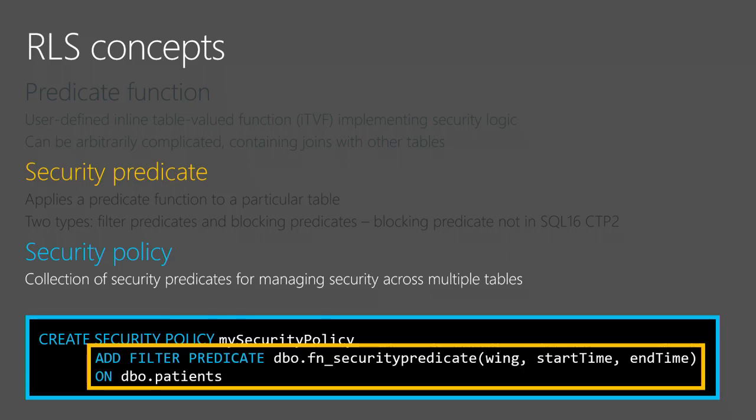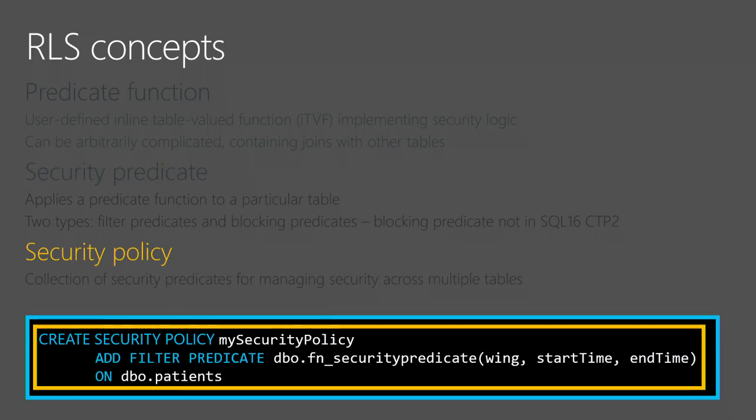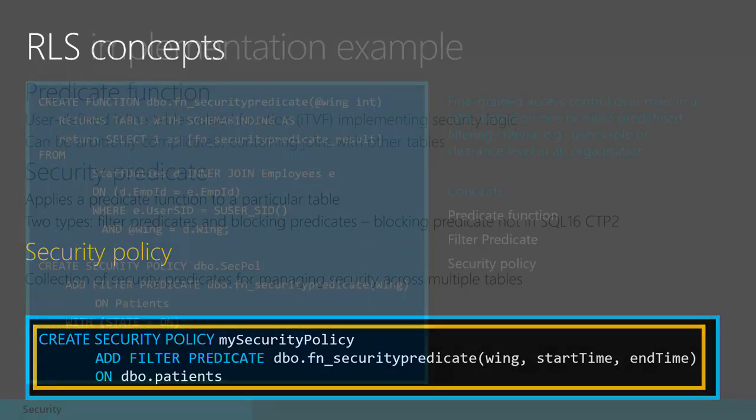Okay, so this is how this is working. And then my security policy is a collection of these predicates. So I want to protect 6 tables. I write 6 functions. I apply 6 security predicates to 1 security policy. Are we good? You kind of see how that's working.